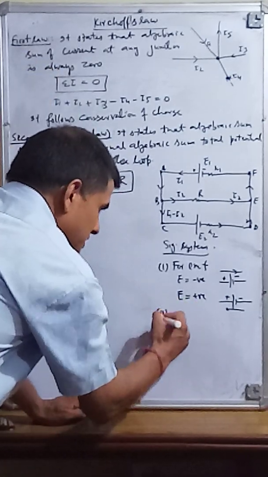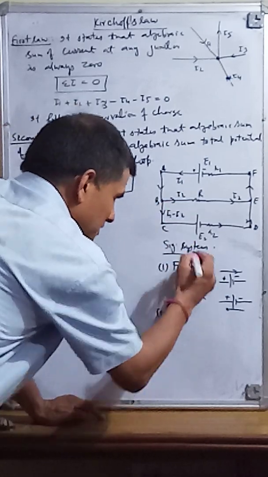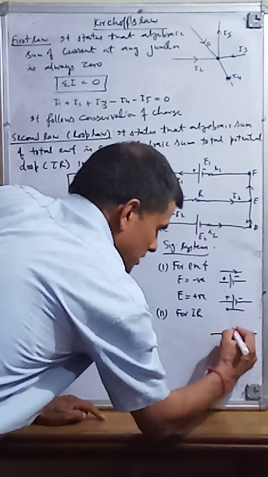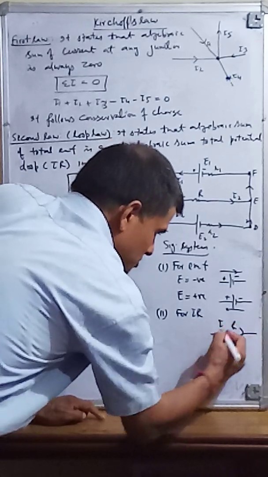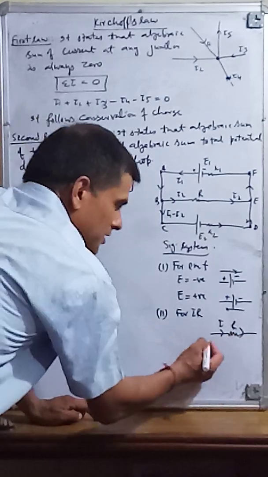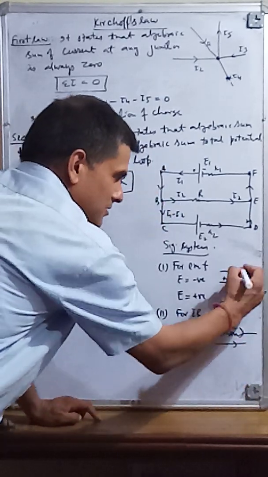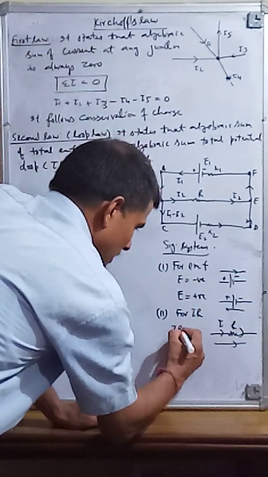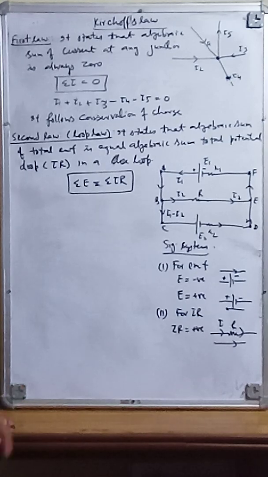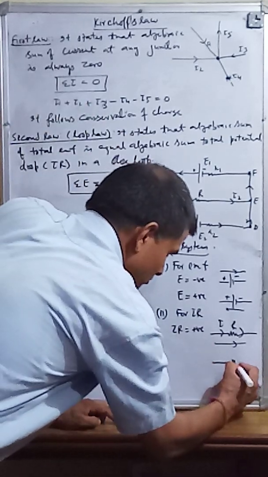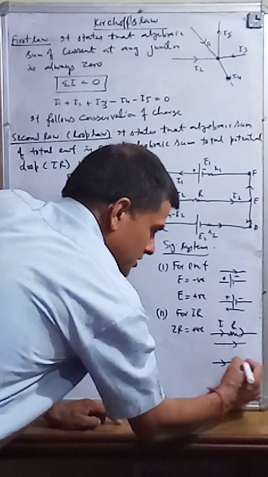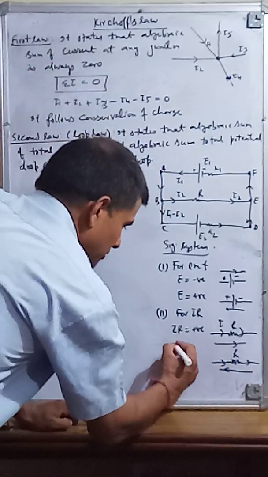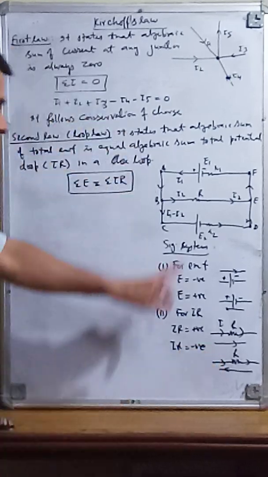The second convention is for I into R. Now suppose this is R and this is the current. Suppose while applying this formula, we are going in this direction. This direction will be chosen by you. You are going in the same direction as the current, so I into R will be positive. Suppose this is the current and this is R, and you are coming in this direction while applying this law, so I into R will be taken negative. This is the sign system.